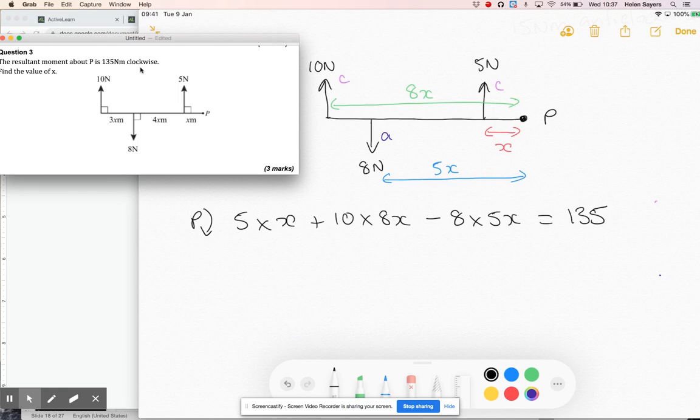Okay, so let's tidy that all up. I've got 5x plus 80x minus 40x. So the left-hand side simplifies to 45x. And then I'm going to do 135 divided by 45 to get x is 3 meters. Okay, job done.